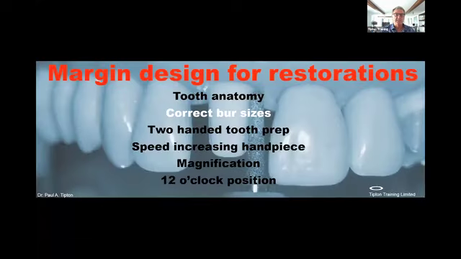So we have to understand anatomy generally. The next thing we need to understand if we're going to prepare properly is using the correct burrs. And it's really important that if we're talking today about good tooth preparation, we need to be precise. Everything comes down to precision. And the only way that we can be precise is by understanding the shapes, the inclinations of the burrs that we're going to be using.